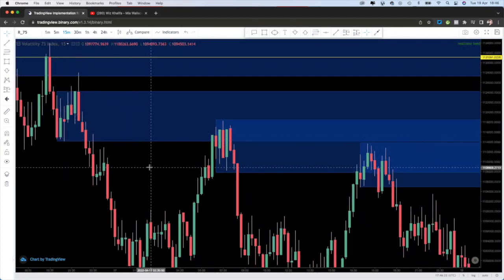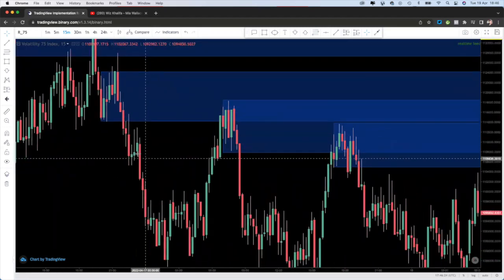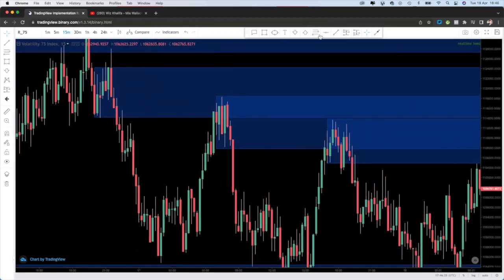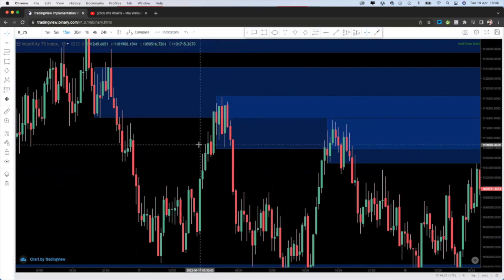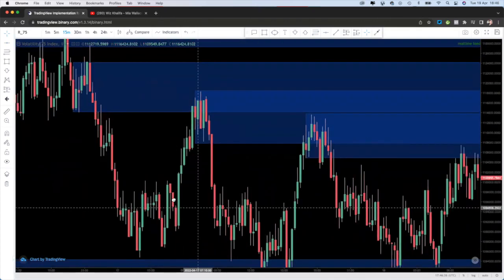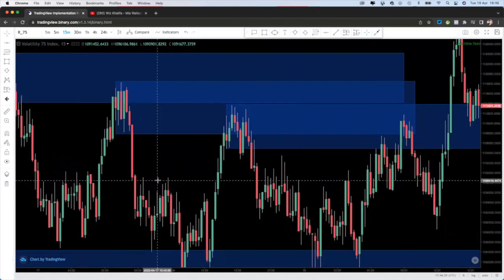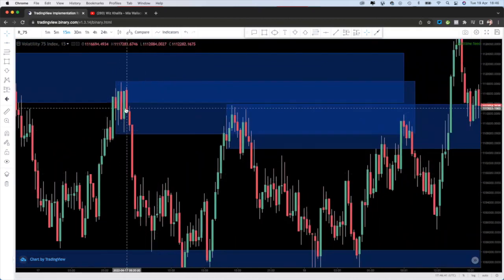Anyway, price got to my zone, but it didn't hit my 50% area. In this case there would have been no trade, because the price failed to actually hit the 50% and then dropped. No issue. What do we do? We wait for another opportunity. See, now this was a new order block.